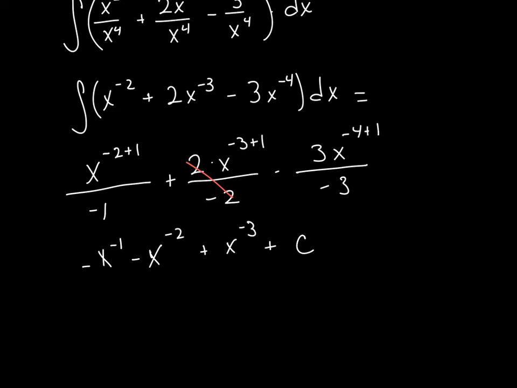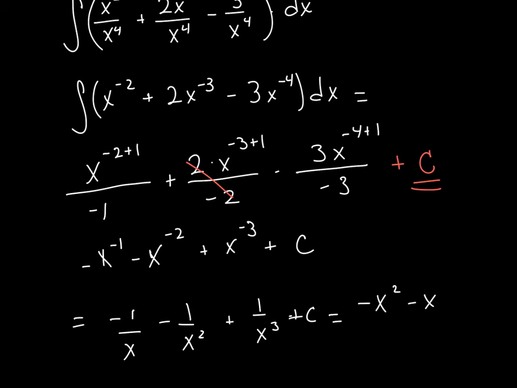Make sure when you're doing all of this to keep that constant of integration there. So all of this now becomes negative 1 over x minus 1 over x squared plus 1 over x to the third plus my constant. Putting that over a common denominator gives me negative x squared minus x plus 1 all over x to the third power. And again, don't forget that constant of integration.